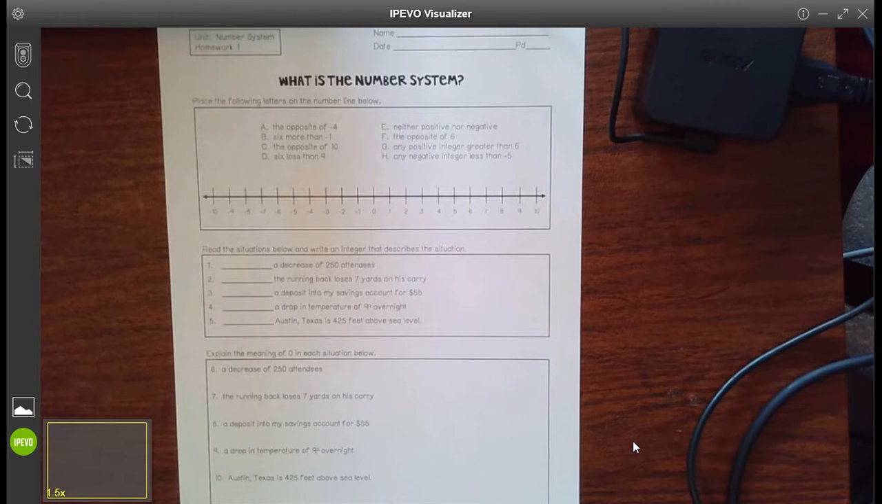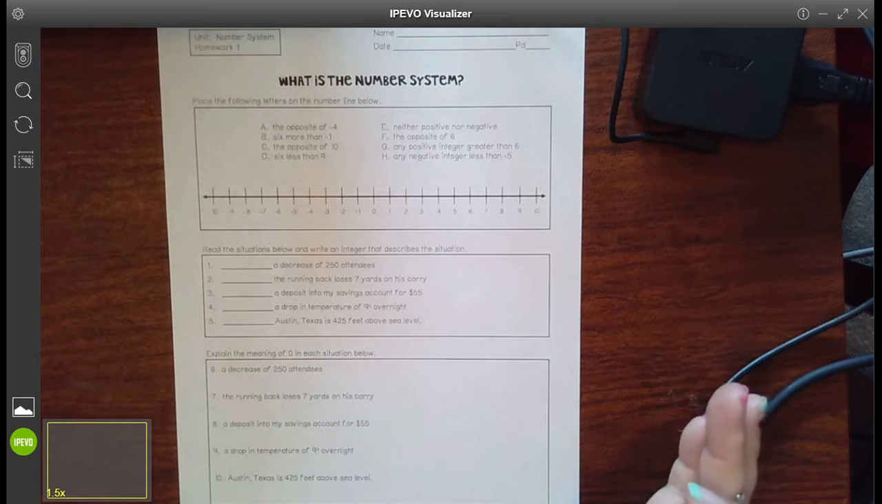Hello, my little mathematicians. Today, I'm going to help you get started on your number system homework. Okay. Normally, we say be sure to show your work. For this particular assignment, there isn't really any work to show.